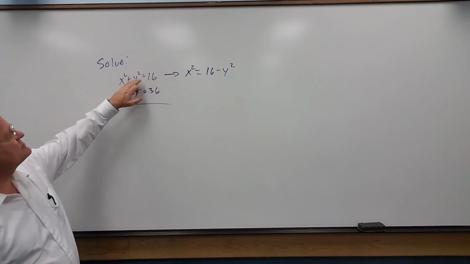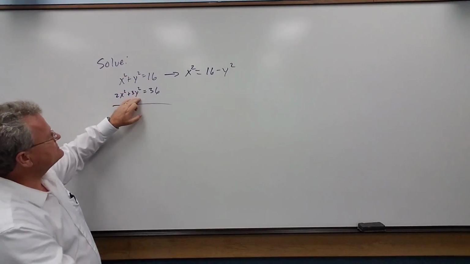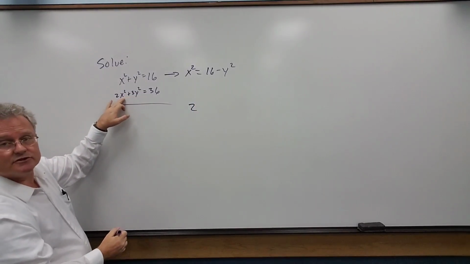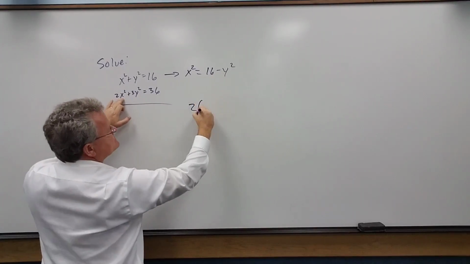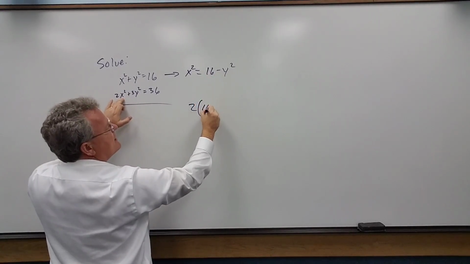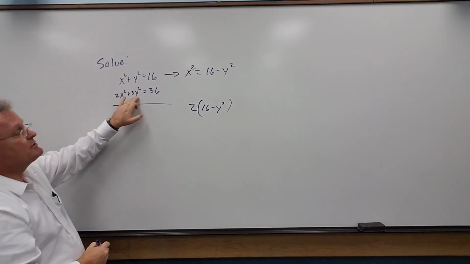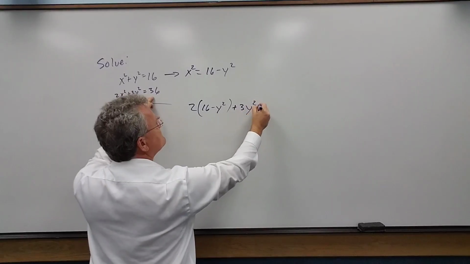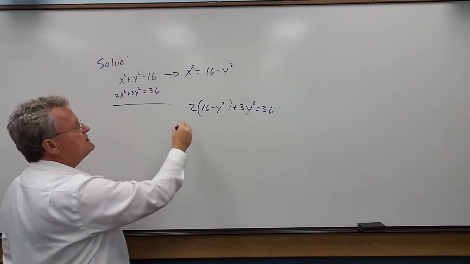Now that I know what x squared is equal to in the first equation, I substitute it into the second equation. In other words, in this equation, wherever there's an x squared, I plug this in. So we get 2 times x squared, but for x squared, I plug in 16 minus y squared, plus 3y squared equals 36. And now we just solve this.